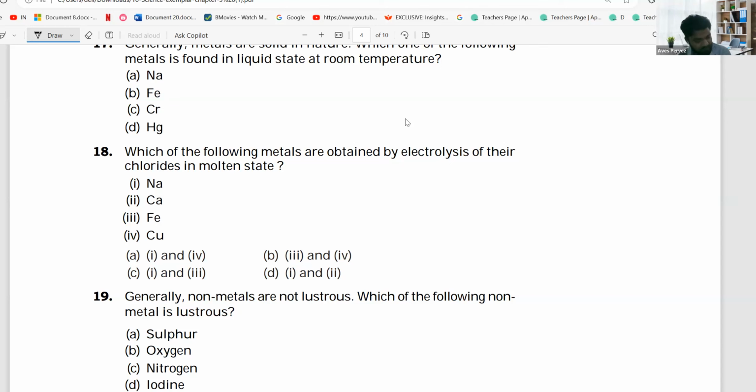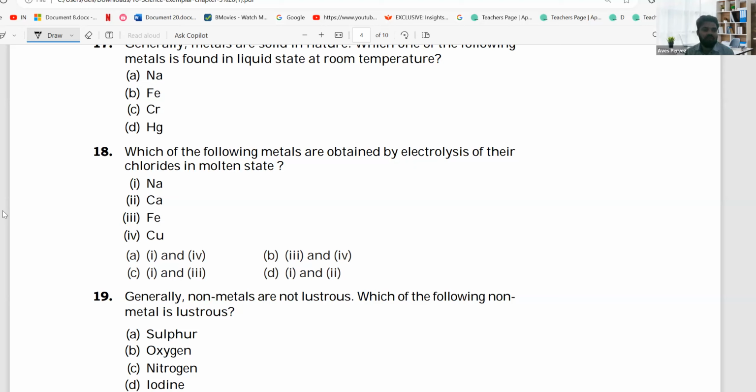Sodium and iron. No, sorry, sodium and calcium. Calcium and Cu, in molten state. Sodium and copper. Electrolysis of molten. Which of the following metals are obtained by electrolysis of their chlorides in their molten form?